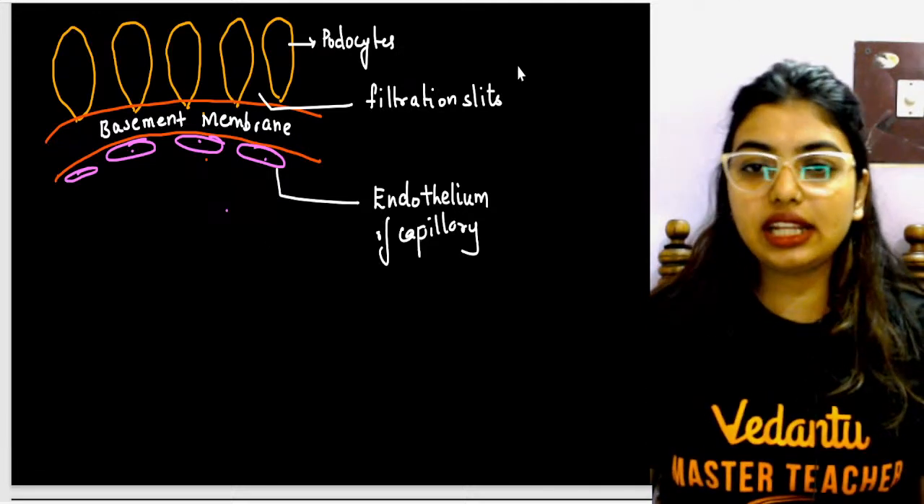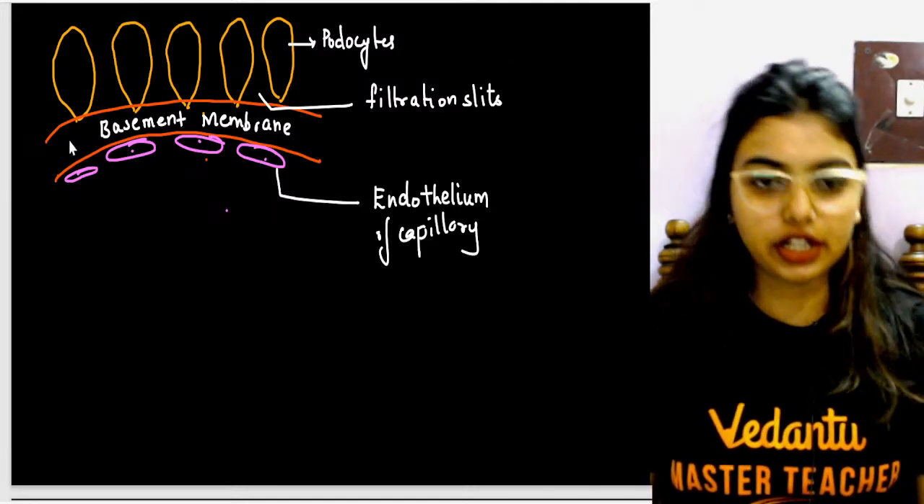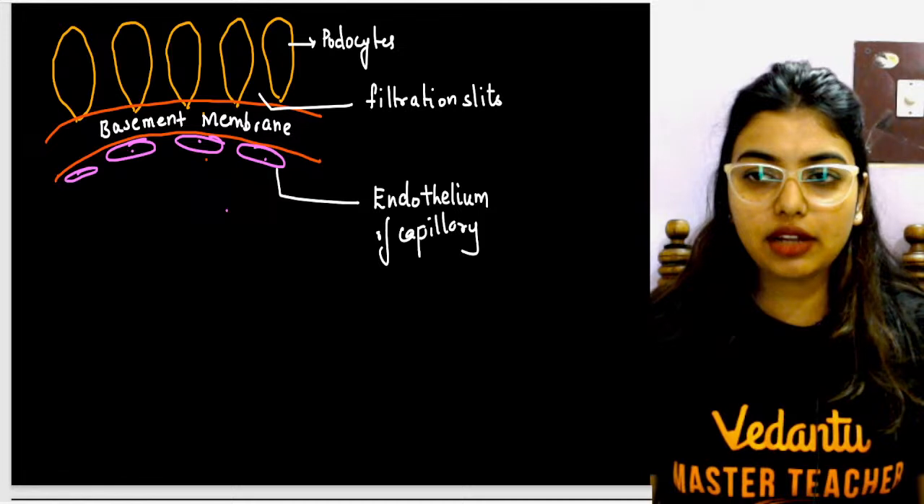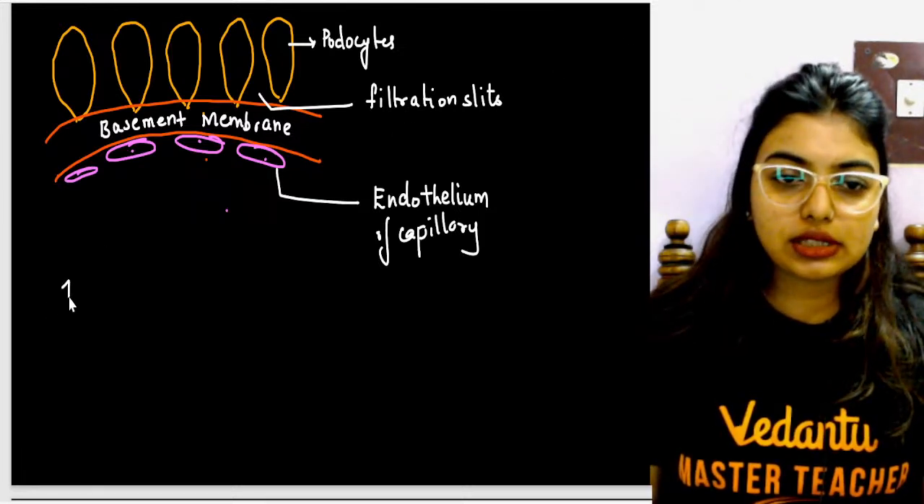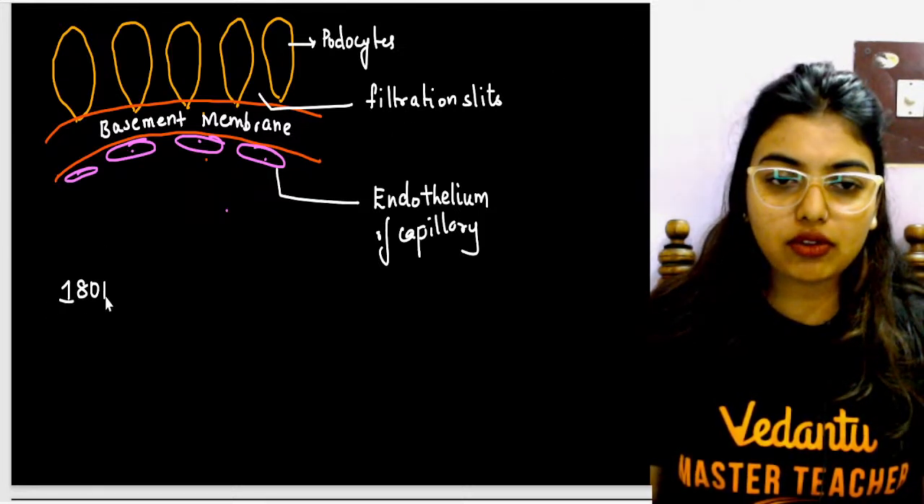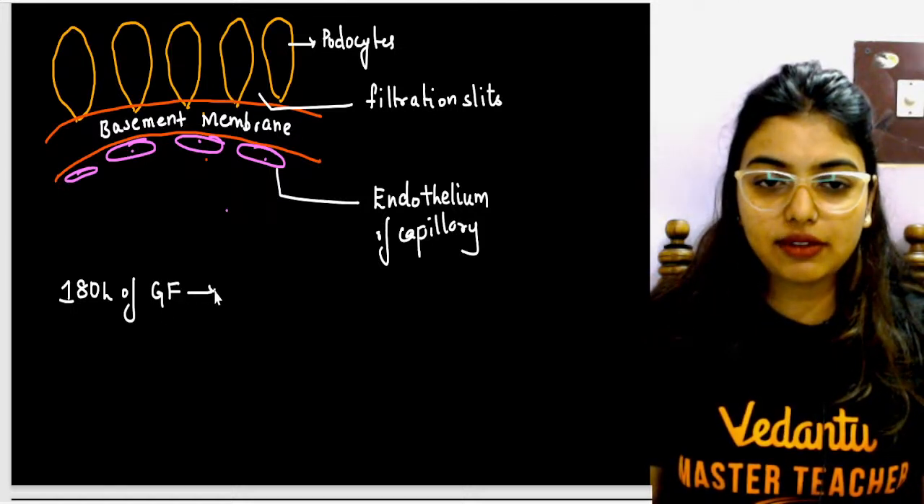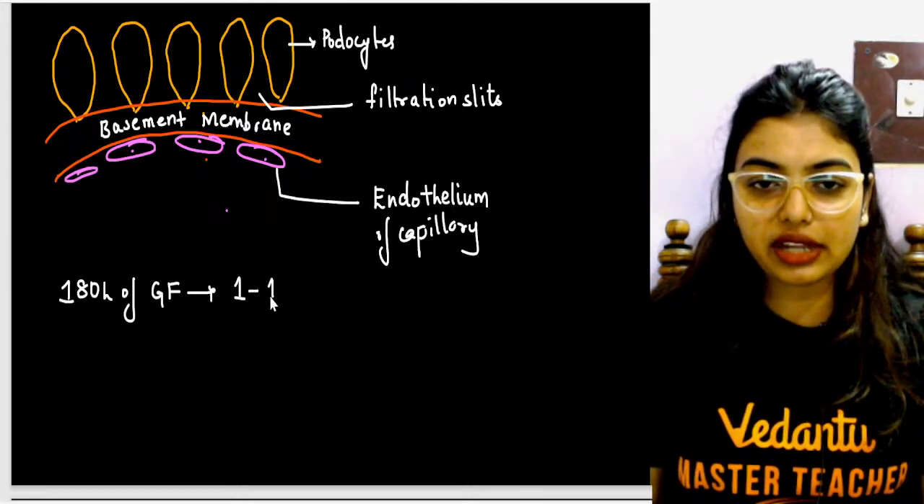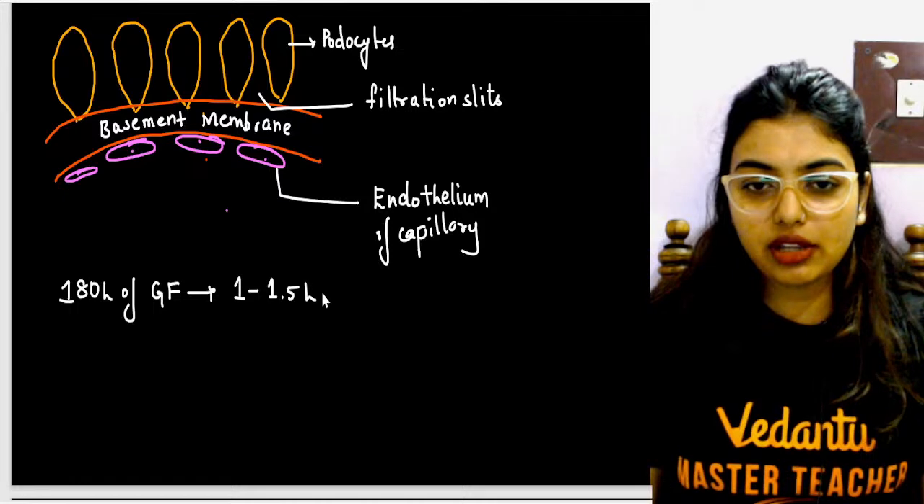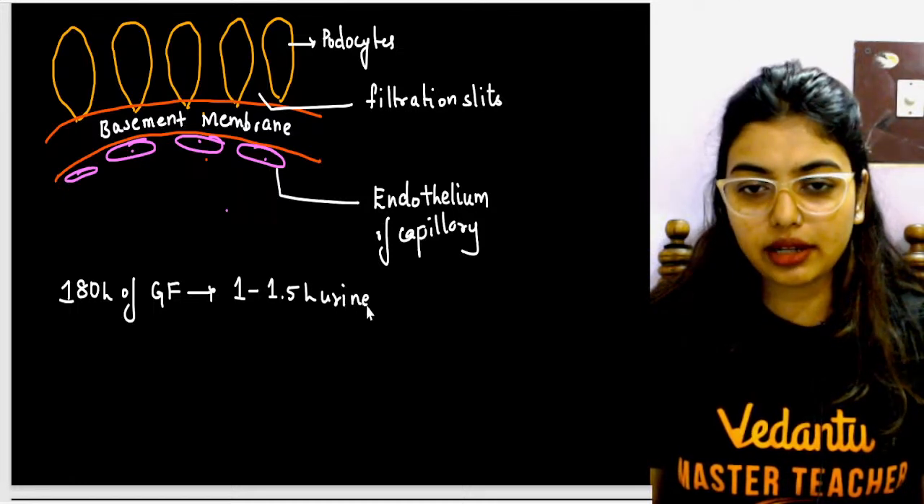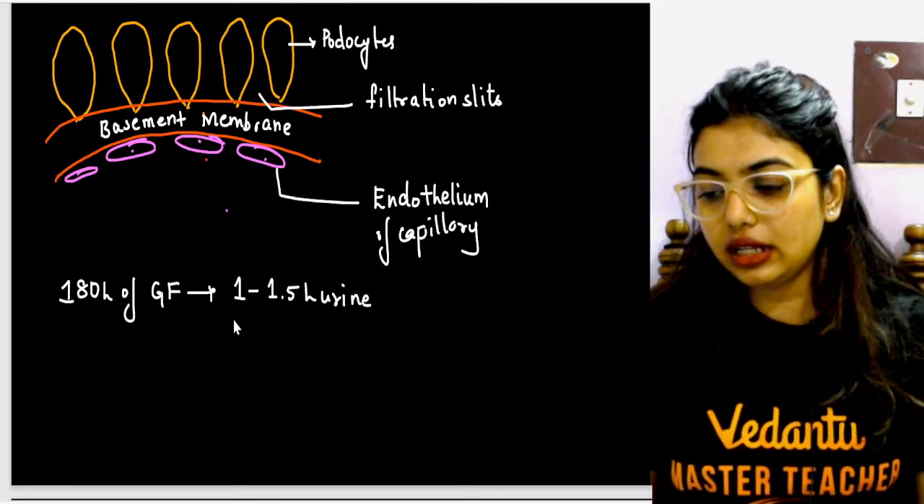So these 3 layers are going to help for the glomerular filtration. Around 180 liters of glomerular filtrate is going to be filtered, out of which only 1 to 1.5 liters of urine will be expelled in a day. Understood? 1 to 1.5 liters.